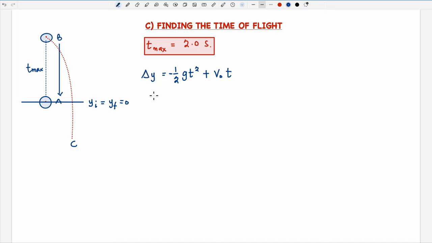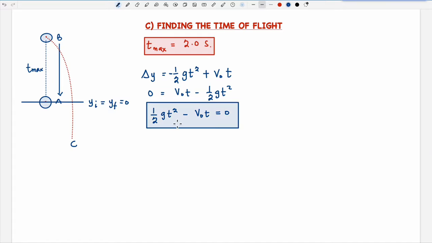So what we are left with is 0 equals v naught t minus 1/2 gt squared, or 1/2 gt squared minus v naught t equals 0. This is a quadratic equation, so we can factorize out the time. t out of the bracket, we can have 1/2 g, another t, so that if this multiplies that, we have the same term as 1/2 gt squared, and then minus v naught, and that's it, because if we multiply, then we have v naught t, which is just the same as this term, equals 0.